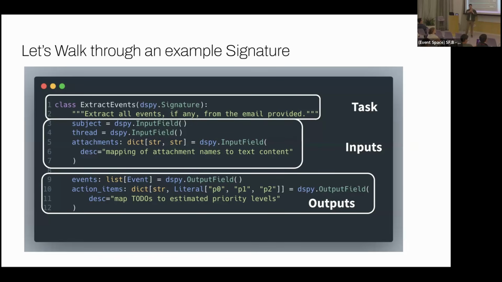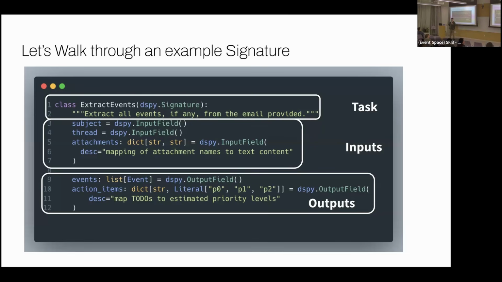For the inputs, we have three different inputs, and we know the types. Subject is a string, thread is a string, and attachments is a dictionary with stuff inside it. We don't know the exact lengths, we don't know how long everything is, but the inputs are there, and we can give those to the language model as separate inputs. And I'll explain that in a second.